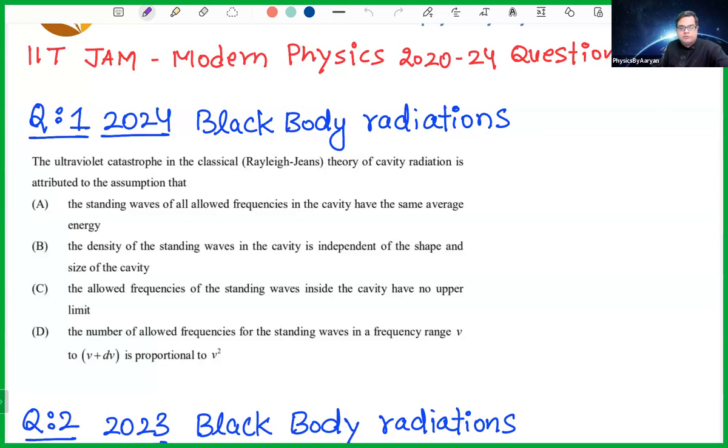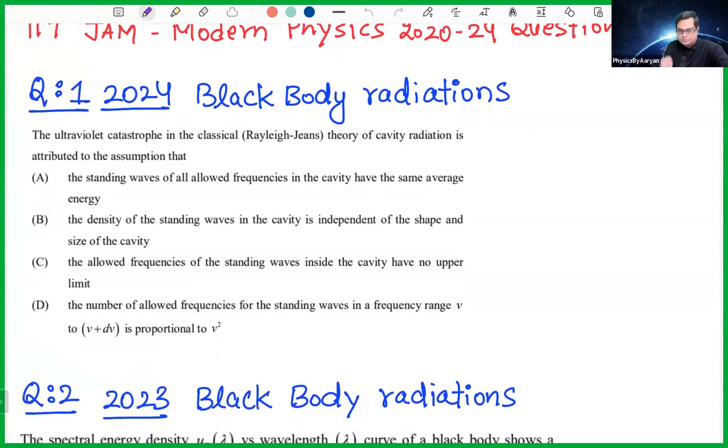In black body radiations, the very first question which came is this. The question is that the ultraviolet catastrophe in the classical Rayleigh-Jeans theory of cavity radiation is attributed to the assumption that... So basically they're asking why does the ultraviolet catastrophe happen? If you have watched my lectures, we have covered in detail what is black body radiation and what is ultraviolet catastrophe. Let me give you a very brief idea about ultraviolet catastrophe and black body radiation.